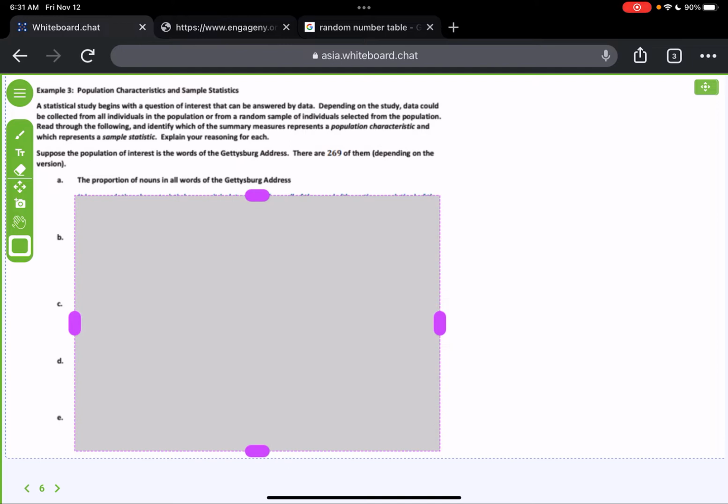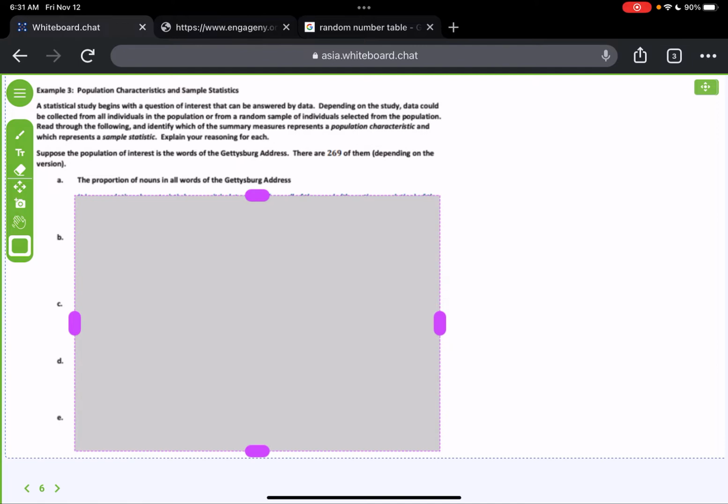Okay. Don't be confused by characteristic or statistics. That does not matter. If it comes from a population, then it is a population characteristic. If it comes from a sample, it is a sample statistic. Okay, that's the easiest way to remember that.